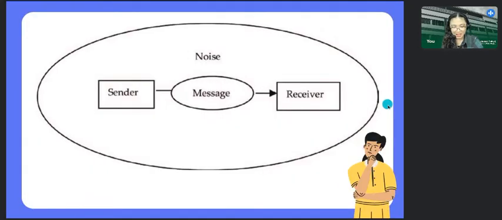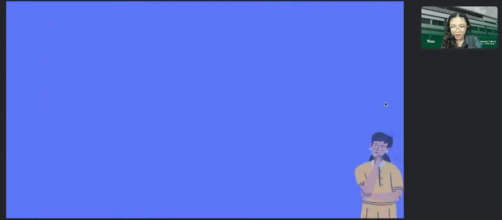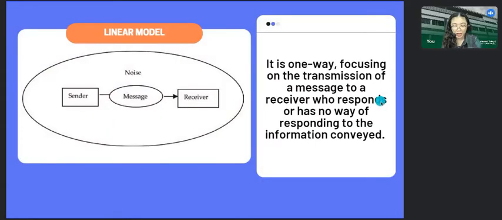First is the linear model of communication. The linear model of communication is a one-way process, one-way communication. It focuses on the transmission of a message to a receiver who has no way of responding to the information conveyed. As you can see in the diagram specifically, you can see four elements of communication, which are the speaker or the sender, the message, the receiver, and the barrier or the noise.